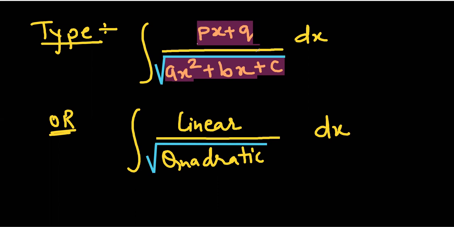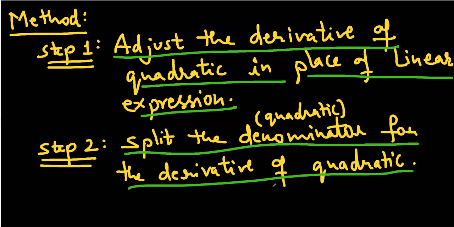That's the small change in the denominator. In the earlier type, you had only ax square plus bx plus c. Here you have that inside the square root. So this is linear upon root quadratic. Now the method: amazingly, surprisingly, and fortunately, whatever you say, the method is the same. What was the method earlier? The same method you are going to adopt here.